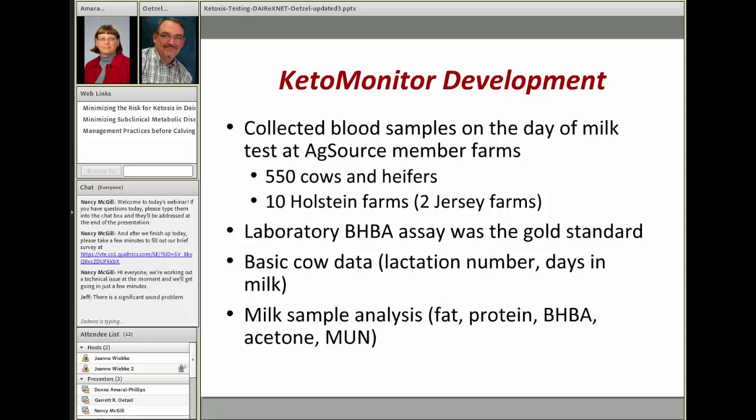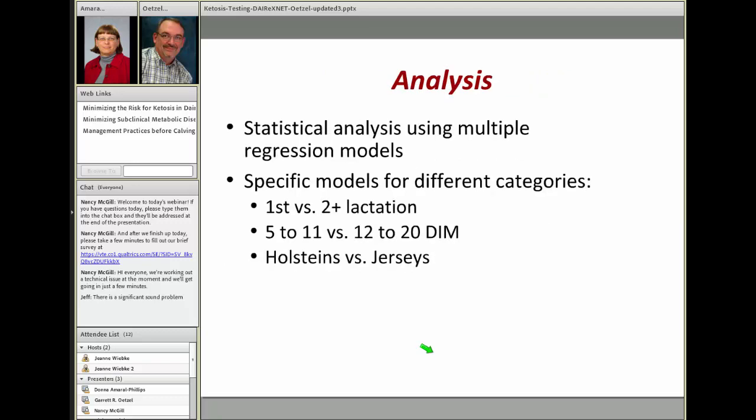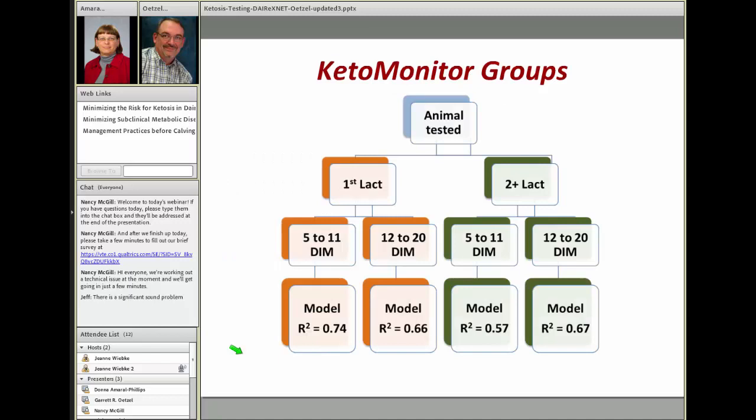So lab BHBA was always our gold standard. We looked at basic cow information, which would be lactation number, days in milk, and we looked at everything we could get off that milk sample analysis. Fat, protein, BHBA, acetone, MUN. Even now, we're down to the individual spectra that are available there. So we did our regression models for this, trying to predict using all the data. We learned quickly that the models are going to be different for first lactation versus 2+, for somewhat earlier days in milk than later. We did this out to 20, and as I already said, the Holsteins and Jerseys were going to be very, very different.